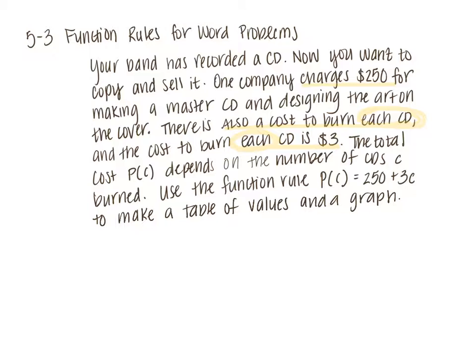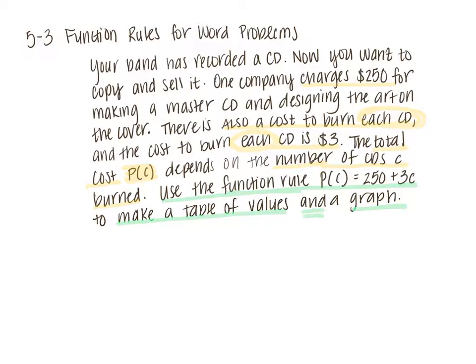The total cost, P of C, depends on the number of CDs, C, burned. We're going to use the function rule P of C equals 250 plus 3C, to make a table of values and a graph. So there's a couple things this problem wants us to do. All right, let's work on writing down what we know.